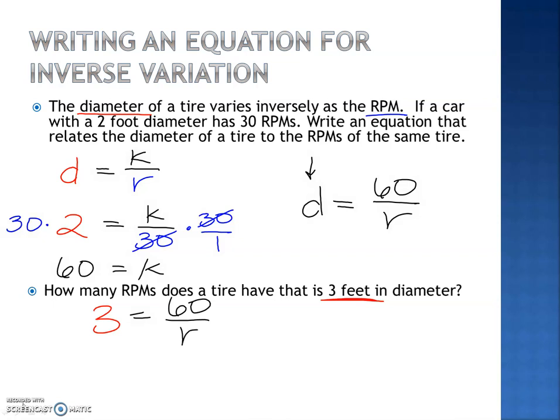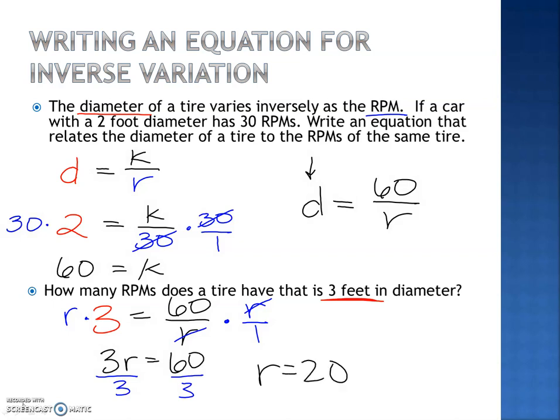Now this one does get a little bit tricky to solve. There's a couple of steps that we have to do. Our issue is the R is on the bottom, and we cannot have our R on the bottom and be able to solve for it. So we need to get that R off the bottom, and we will do that by multiplying what the denominator is, R, on both sides. And that gives me 3R equals 60. Now that I've got the R up top, I can solve it like normal. So I can divide by 3, and I find that R equals 20 RPMs.